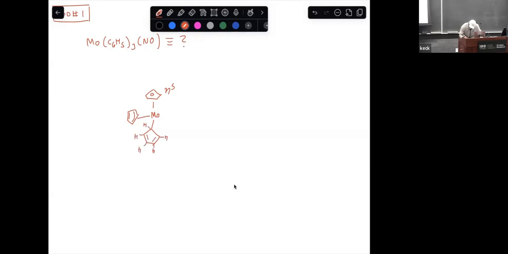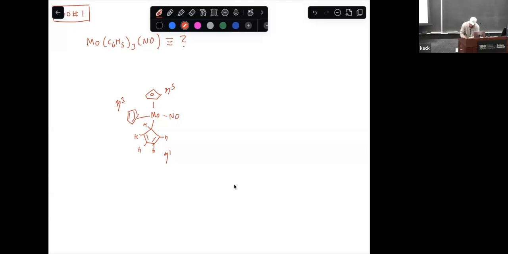Okay, so these are the 3 different hapticities. Was this what you got, Jiakai? Yeah. Eta 1, eta 3, eta 5, and then the last ligand is an NO. And so what did you get for this one?